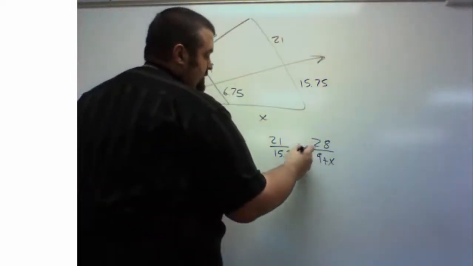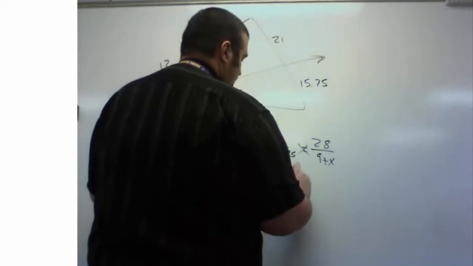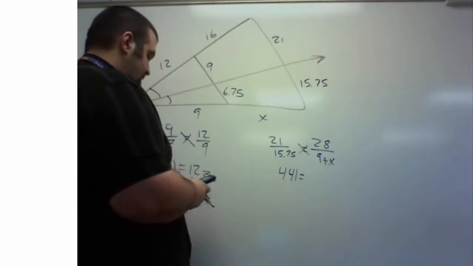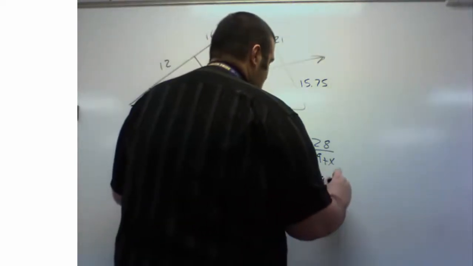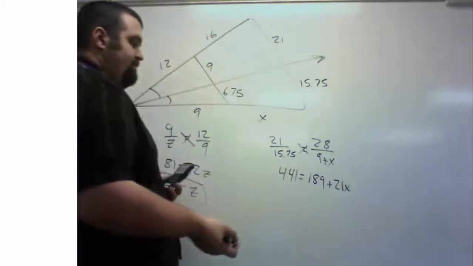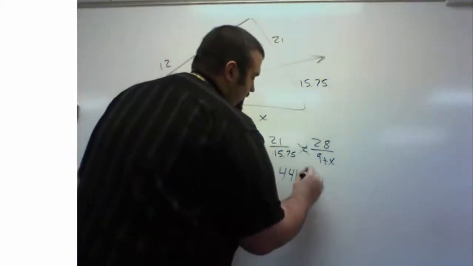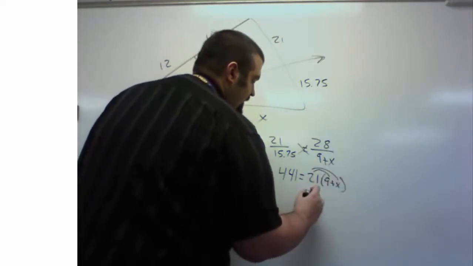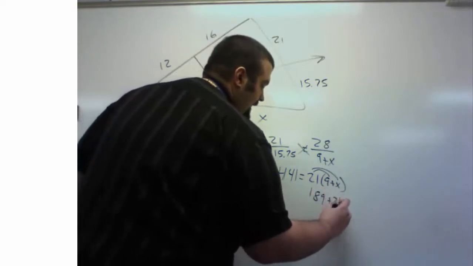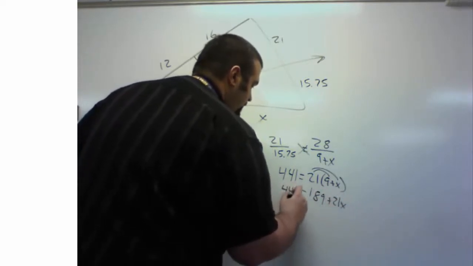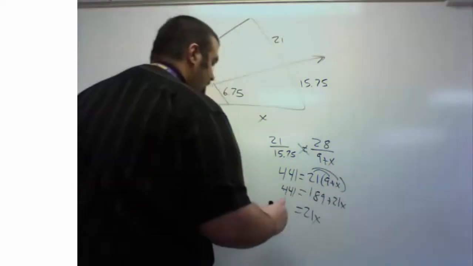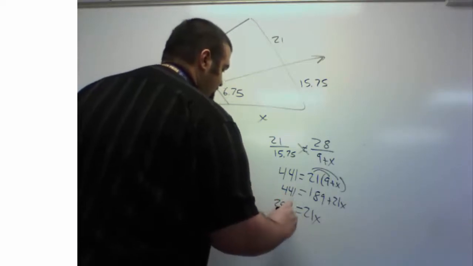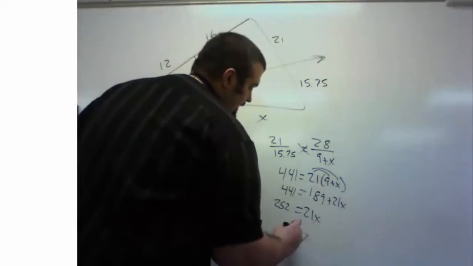So at this point, I cross multiply and I solve. 441 is 15.75 times 28. 21 times 9 is 189. And 21 times x is 21x. I guess I should put it like this first: 21 times 9 plus x, and then distribute it to both parts. So that's when I get 189 plus 21x equals 441. Subtract 189 from both sides. 252. And then you divide both sides by 21, and you get x to be 12.